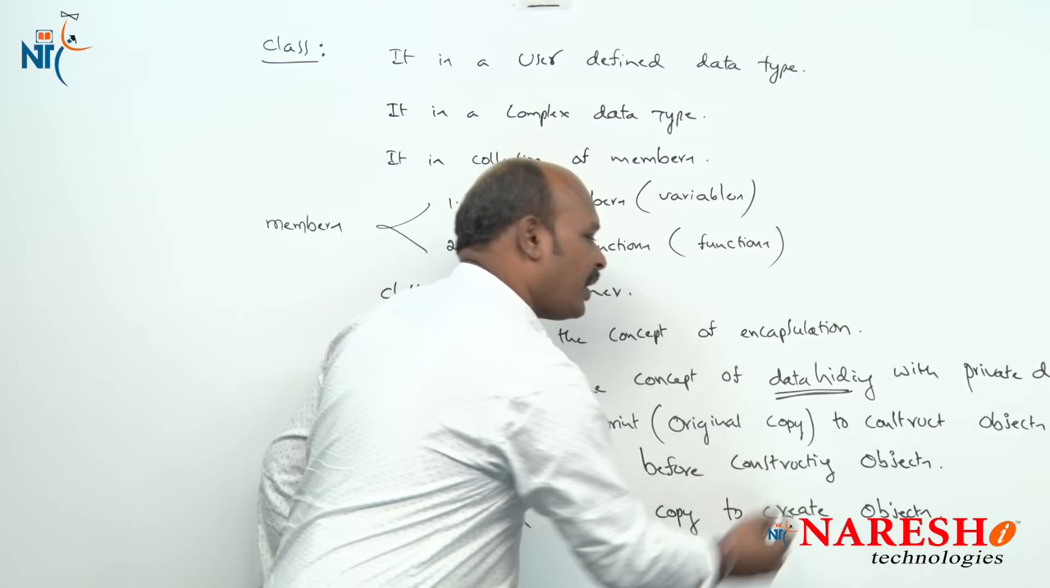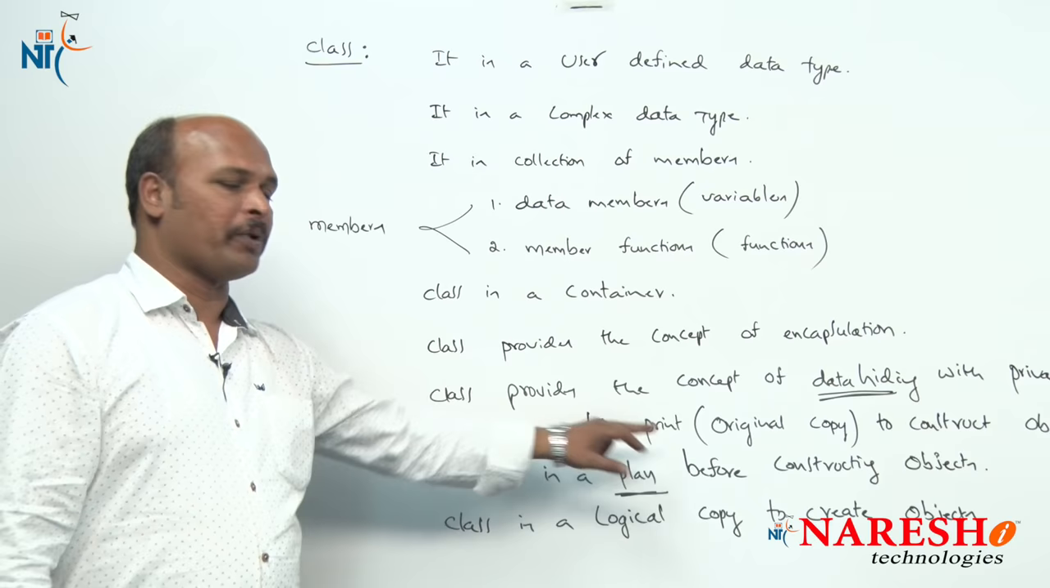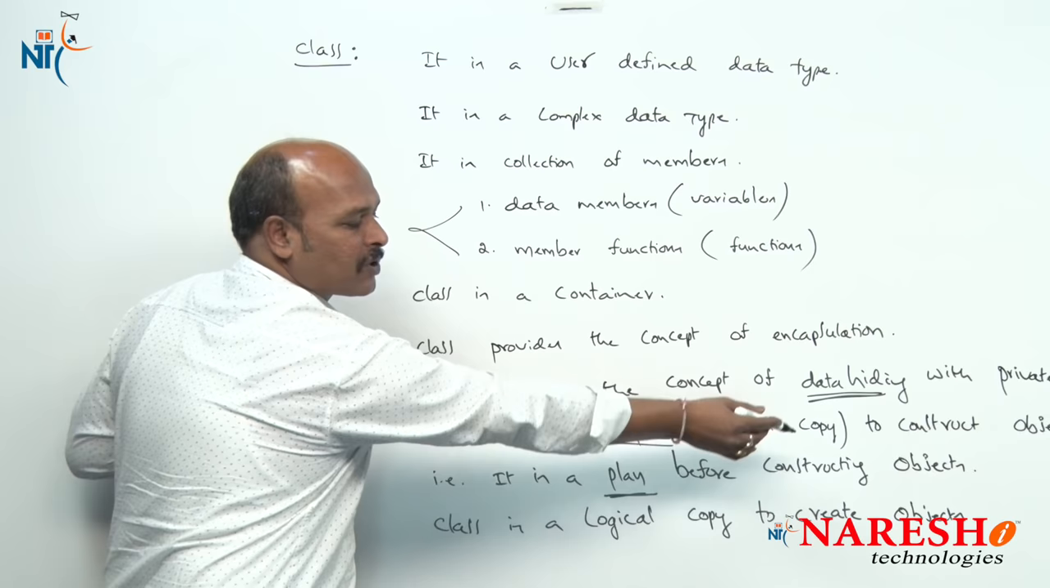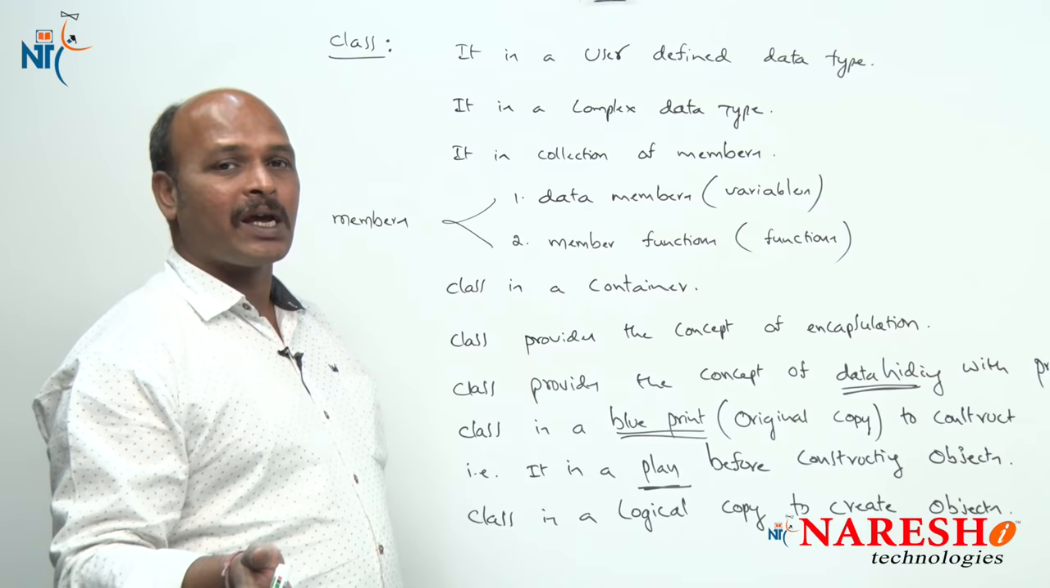And here class is a blueprint. To construct the objects we have to draw the plan, and that plan is nothing but the class, and the plan is called a blueprint. Blueprint means original copy. It is a plan before constructing the objects. That's why class is logical. Why? Because class never takes any memory, only the object takes memory. That's why class is a logical copy and objects are the physical instances of the class.